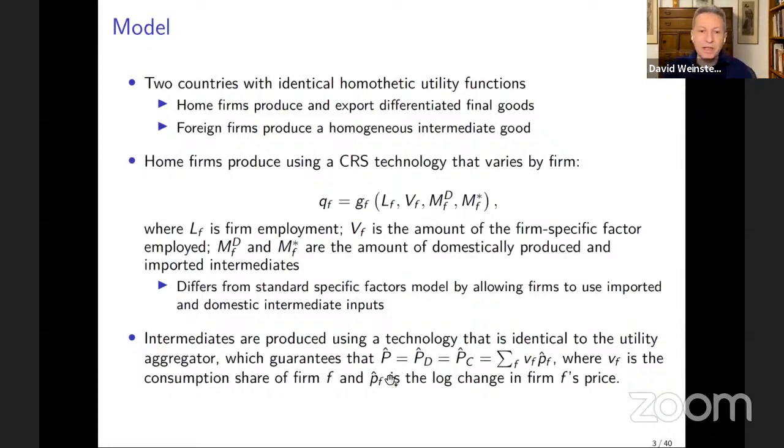Now, in order to make the model tractable, we're going to assume that intermediates are produced using a technology that's identical to the utility aggregator. What that does is it simplifies our aggregate price terms, so that the price level for intermediates is going to be the same as the price level for consumption. And both of these can be written as an expenditure share weighted average of the prices in the economy. And these expenditure shares are consumption shares.